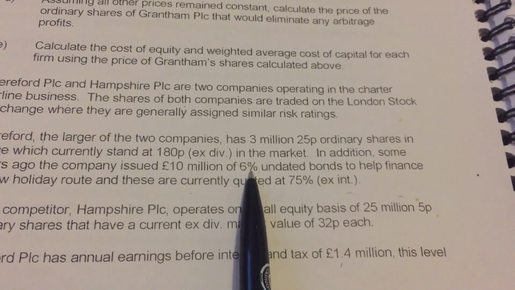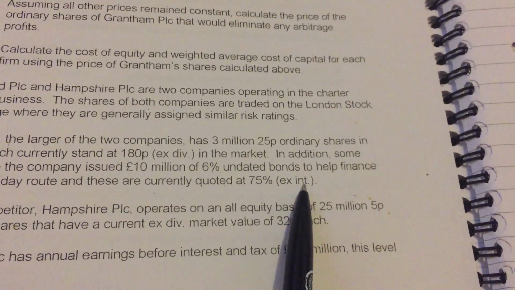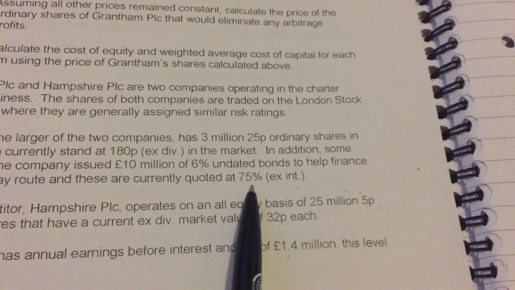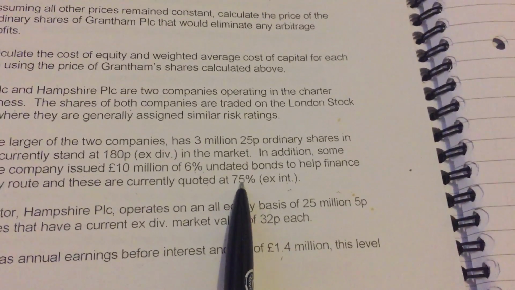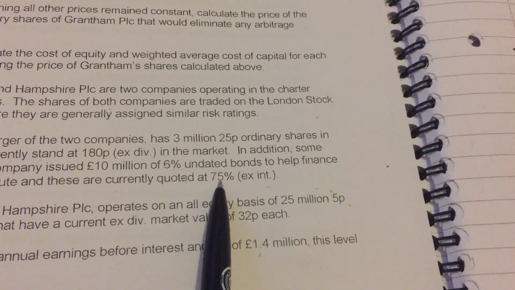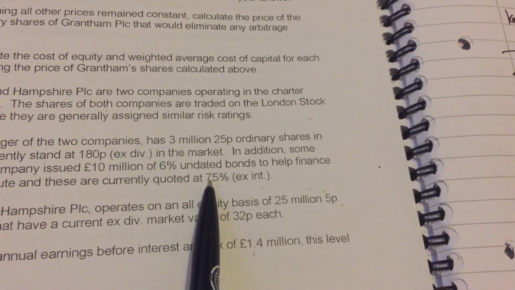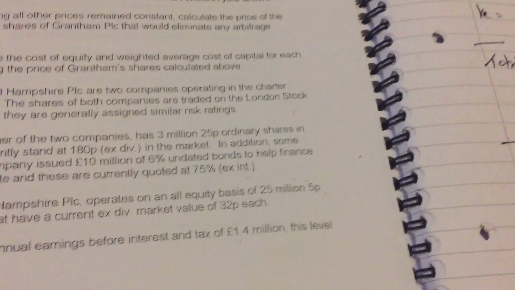6%, you look at it as 6 pence, 6p. Nominal value is probably £1, 100p, and we're currently quoted at 75%. So current market value is 75%, so 75p. So nominal value is 100, this is 75, so looking at it as 6% coupon, the coupon amount is 6p, and it's quoted at 75 pence under nominal value.